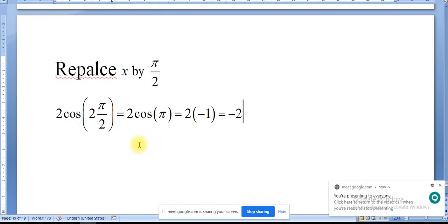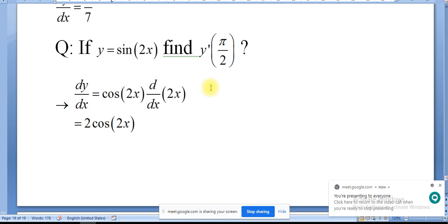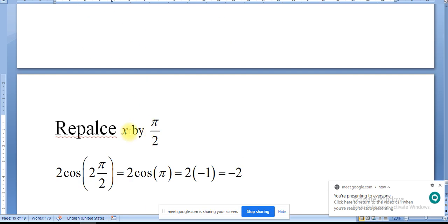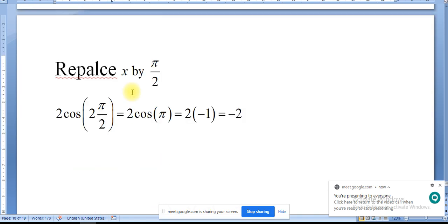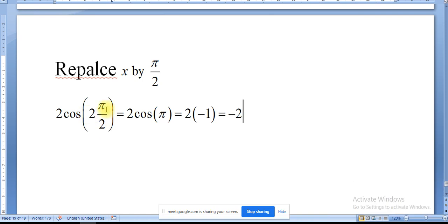Just go through this once again. Sin of 2x was given to you. The derivative of sin is cos and derivative of 2x is 2. So the final derivative is 2 into cos of 2x, and we are supposed to replace x by pi by 2. So it is 2 into cos of 2 into x, so it is 2 into pi by 2, that is 2 is being cancelled over here. Only pi is left. Cos of pi is minus 1. So minus 1 into 2 is minus 2. And this is how we get the answer.